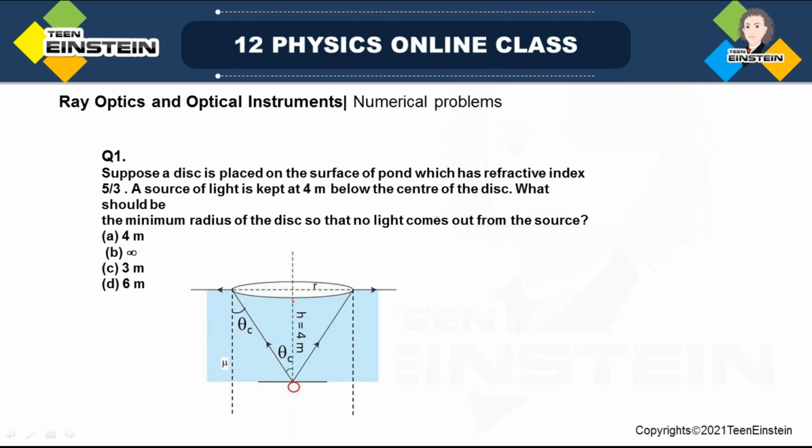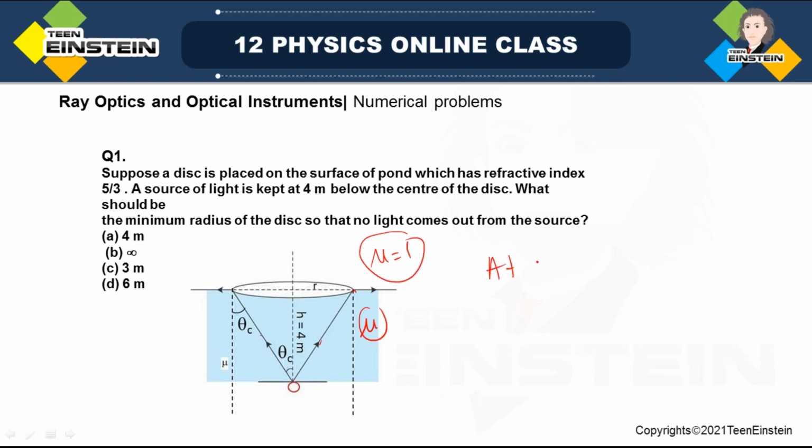Now we'll try to find out what would be the minimum radius of this disk such that this particular thing happens. That means at least the extreme rays which are incident at the edge of this disk, if they are at the critical angle of incidence, then no light will go to the second medium. All right. So this condition, what we can write, we know already. Suppose this refractive index mu is equal to 1, so I can take 1.